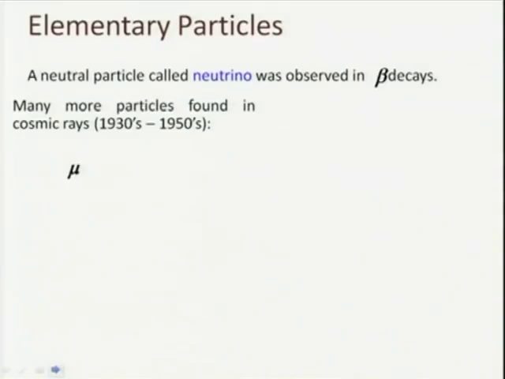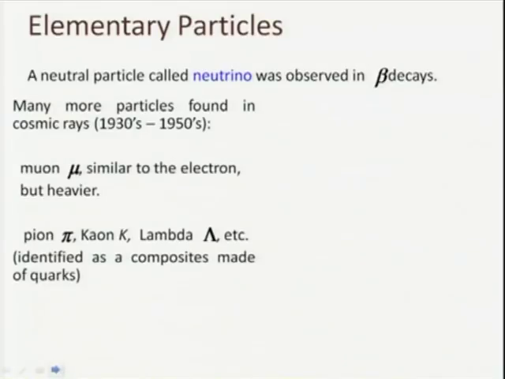Some of these particles are exotic compared to the naturally available particles and elements on earth. So, there are many of them which were discovered. One is called the muon, which was later found to be very similar to the electron, but much heavier, 200 times heavier than the electron. There were other particles called pions, kaons, lambda particles, etc.